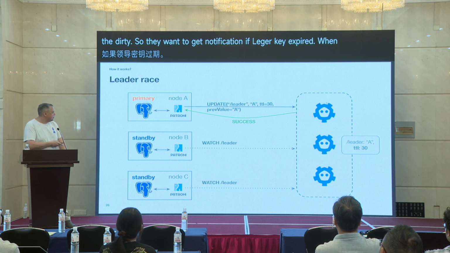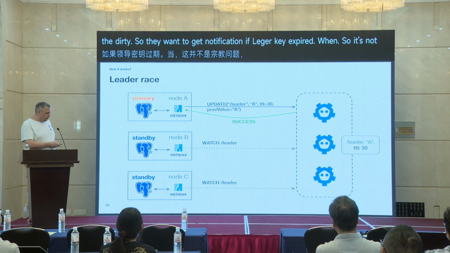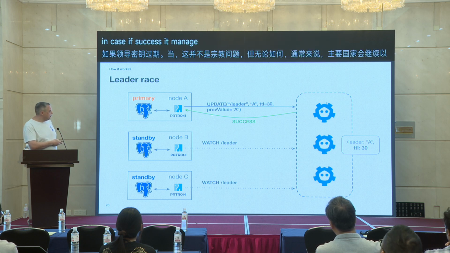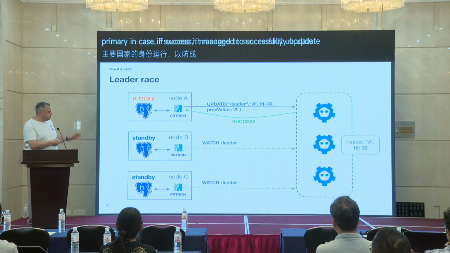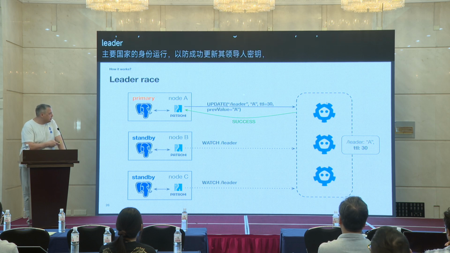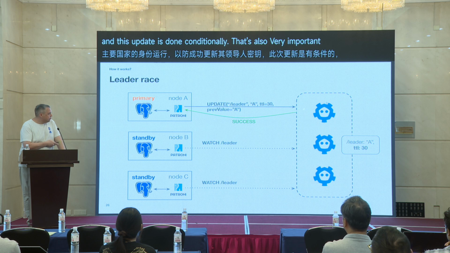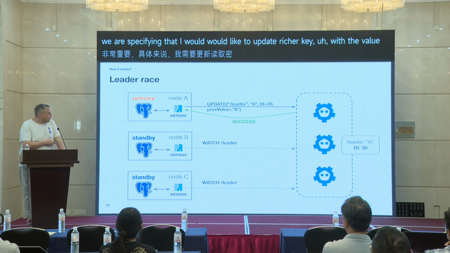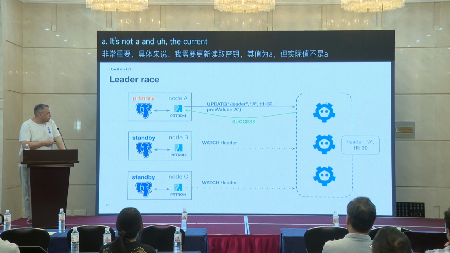So it's not a leader race, but whatever. Normally the primary continues running as a primary if it managed to successfully update its leader key. And this update is done conditionally. That's also very important. We are specifying that I would like to update the leader key with the value A because it's node A, and the current value of the leader key must also be A.